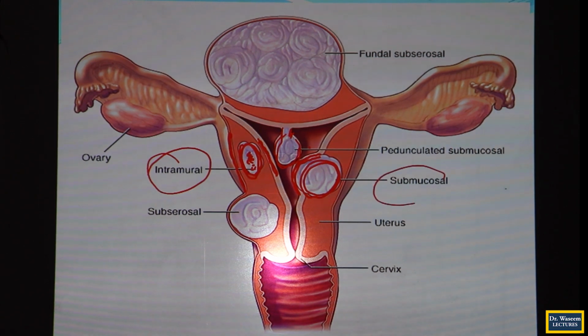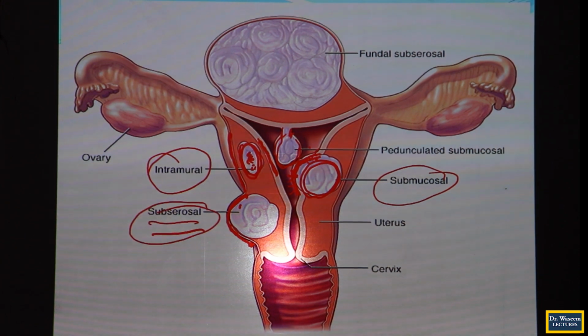Here is submucosal, I told you. Submucosal, due to erosion of the overlying mucosa, can lead to repeated, recurrent bleeding. Then subserosal, which is just under the cover of the peritoneum, so it is so outside that it is just under the peritoneum. This is called subserosal. Serosa means peritoneum. And here it is subserosal in the fundal area. This is called the fundal subserosal.